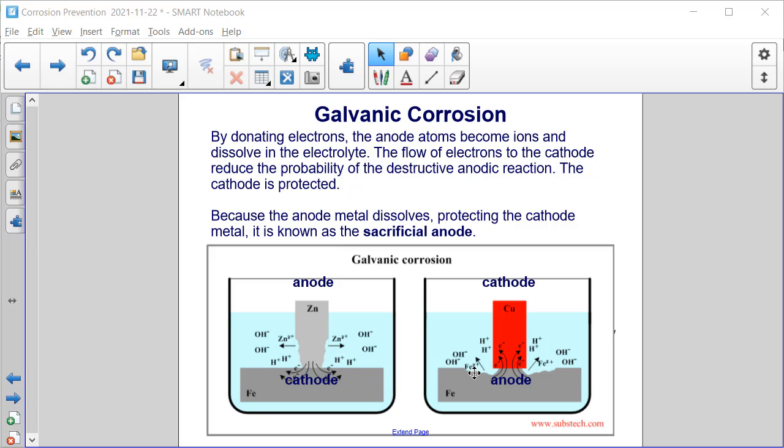The flow of electrons to the cathode reduces the probability of the destructive anodic reaction. In other words, the cathode is protected. So the flow of electrons towards this iron cathode protects it. The flow of electrons in this case to the copper cathode protects it. Because the anode metal dissolves, you see how the anode is being consumed? It's decreasing here. It is known as the sacrificial anode.